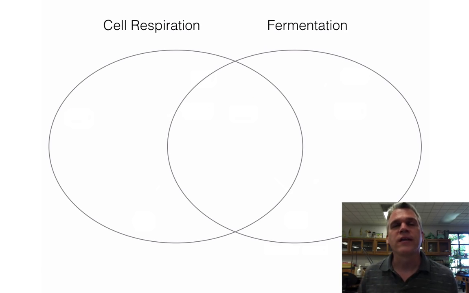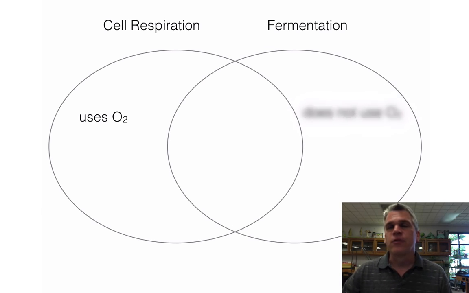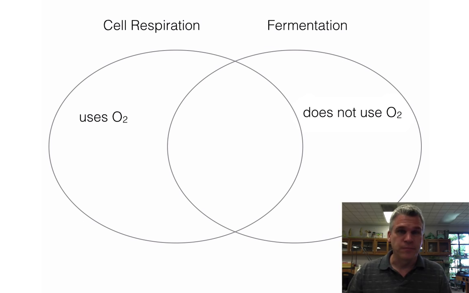Let's just really quickly compare these two processes of how we can get energy from food. One is cell respiration, the other is fermentation. So we'll just make a quick Venn diagram here. First of all, what are some of the differences? Well, cell respiration uses oxygen and fermentation doesn't use any oxygen. And that's going to determine the path that this glucose is ultimately going to take.